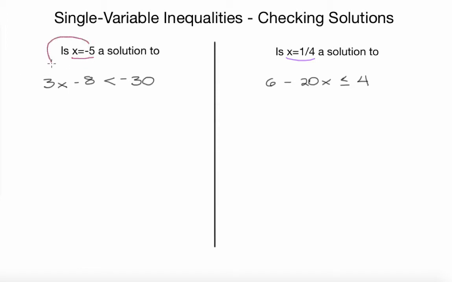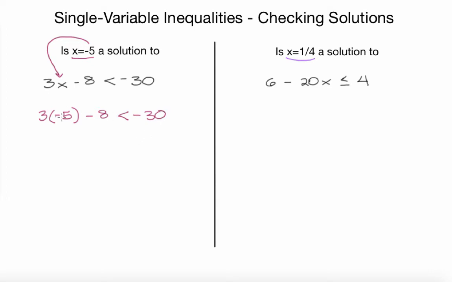We're going to replace the x variable with negative 5. Instead of x being any number, we're going to make it a specific number. And we now have 3 times negative 5, minus 8, and I want to see if that simplifies down to something less than negative 30. I want to see if that's true.